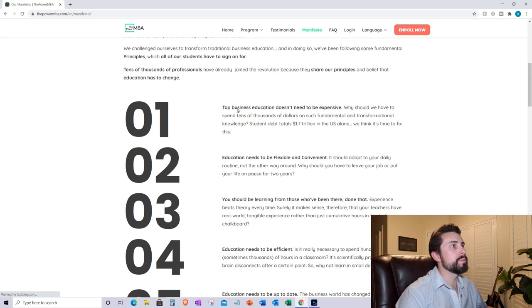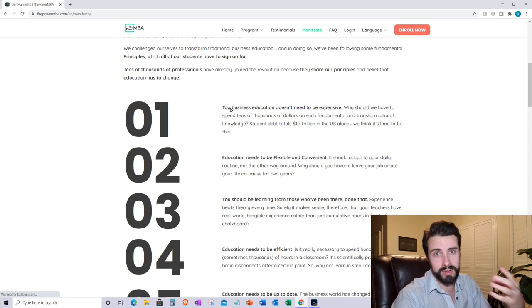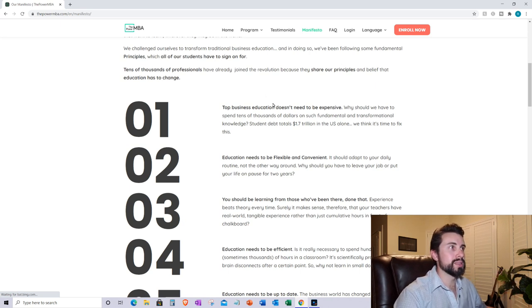So for starters, top business education doesn't need to be expensive. I totally agree. I think this is a major pain point when it comes to higher education in general, but especially MBAs, often six figures worth of debt that a student has to go into to earn one. But that is a major challenge, a major pain point.